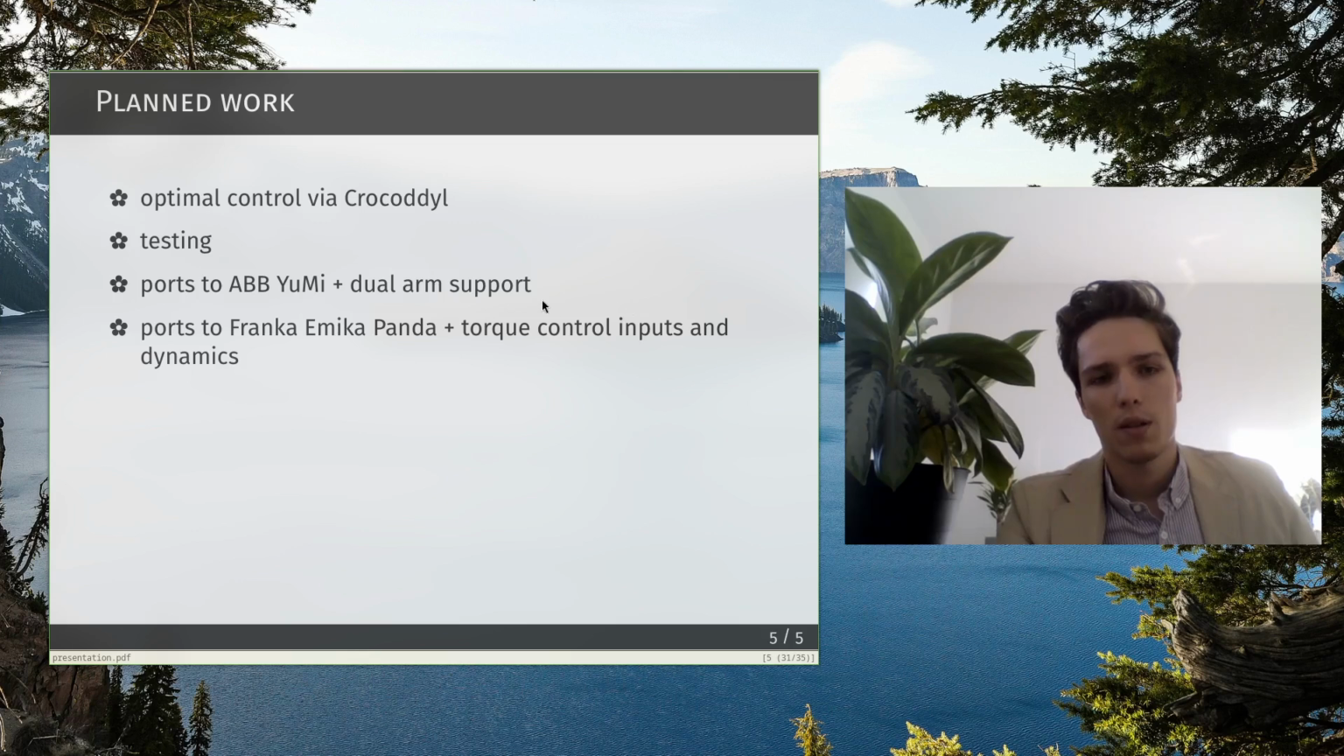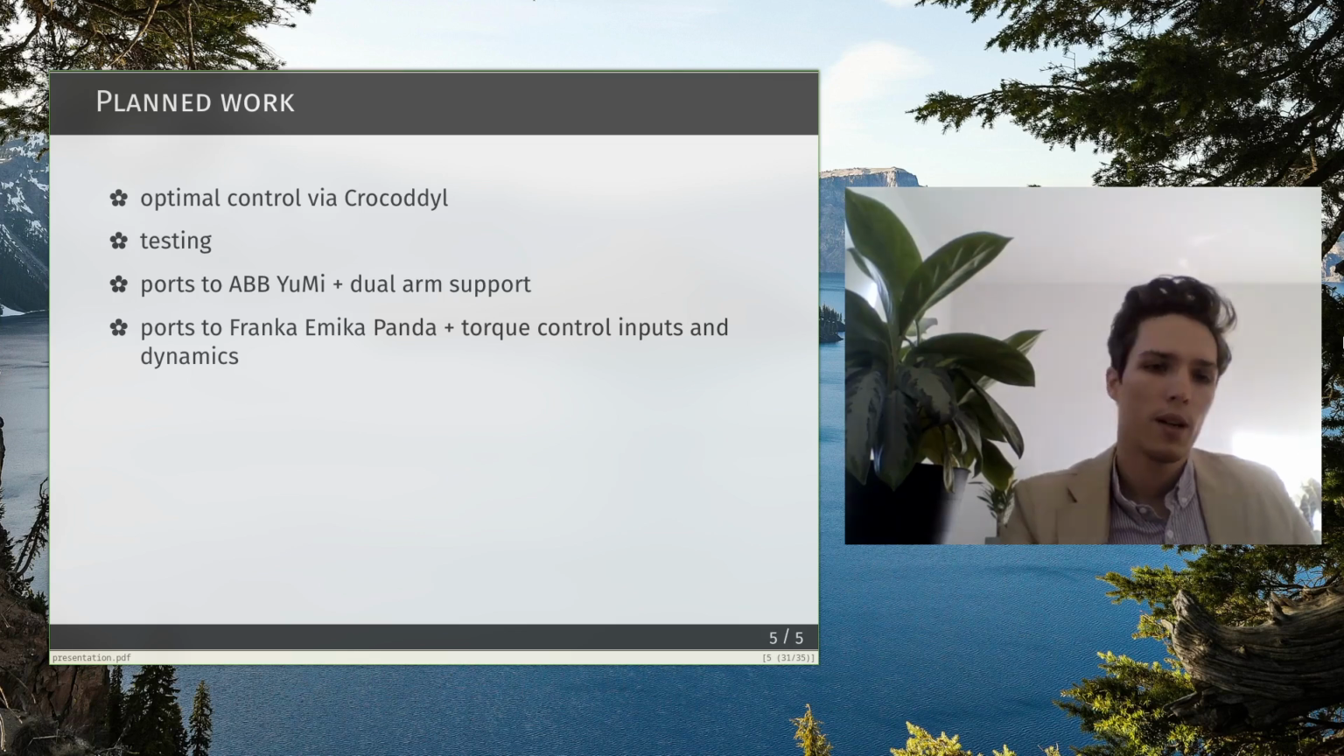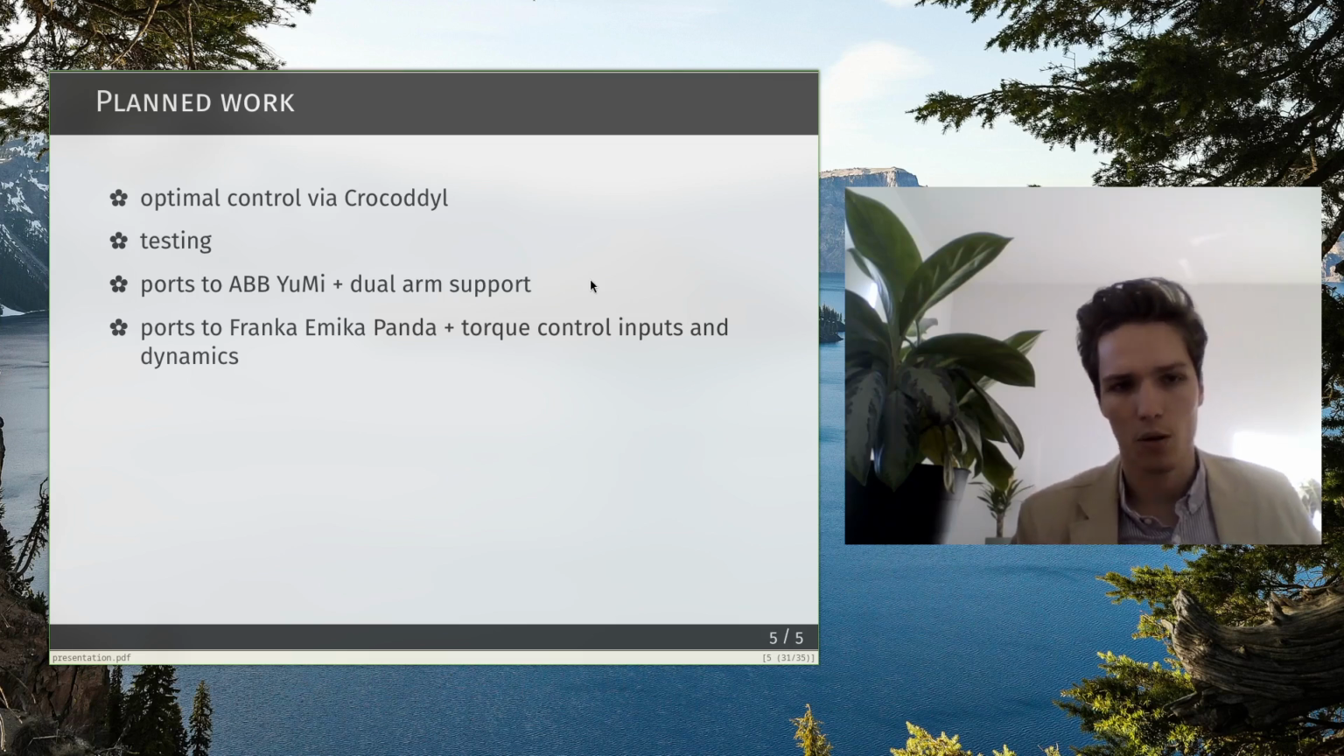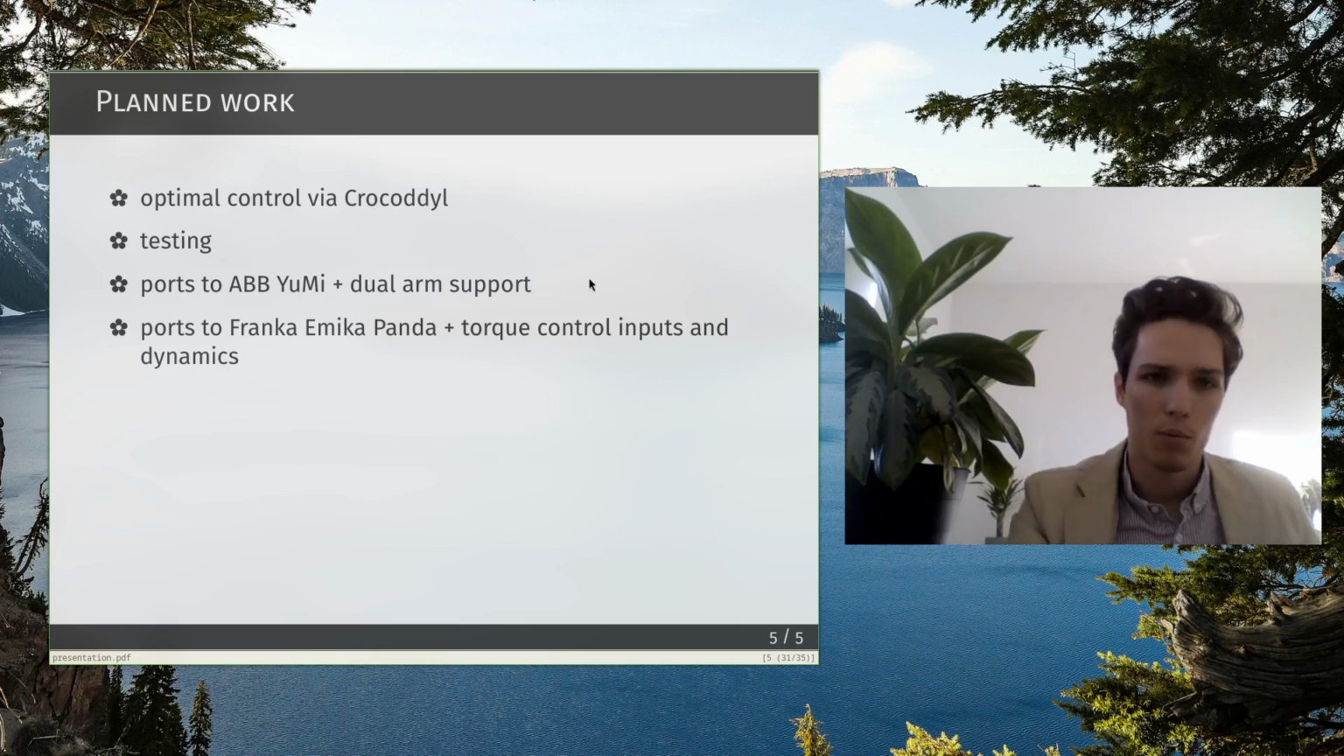The number one is the ABB YuMi, and this will include dual-arm support as well. I have a colleague who works on the ABB YuMi, and he's using ROS to control it. I'm planning to essentially do some through AGM or something like this, get the reading of just the vectors of the states, and issue a control command that's also just a vector. Anyway, I have an idea of how to get this done, and it will be done quite soon.